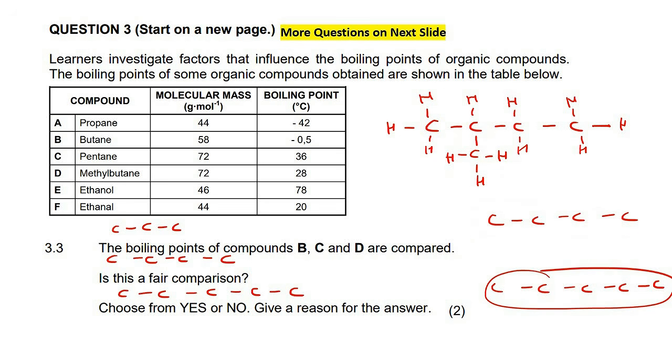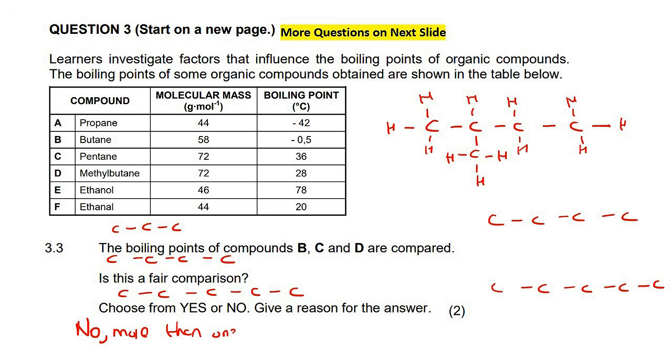So they're changing 2 variables. They're changing the length, but then they're also making some of them have branches and some of them not have branches. So they're changing multiple variables, and that's not right. You're only supposed to change 1 variable in an experiment at a time. So we are definitely going to say no. More than 1 independent variable is being changed.